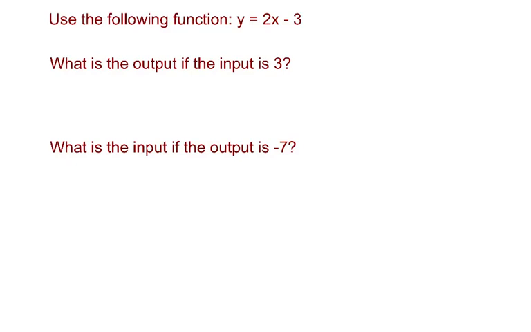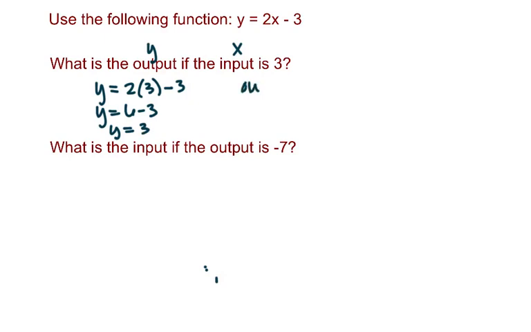So I can do the same thing if I give you the following function, y equals 2x minus 3. What's the output if the input is 3? This means we have to understand that the output is the y value, the input is the x value. So if I'm telling you x is 3, well, I can find y by substituting 3 in for x. If we simplify this, we end up with 6 minus 3, so y is equal to 3. So when my input is 3, my output is also 3.